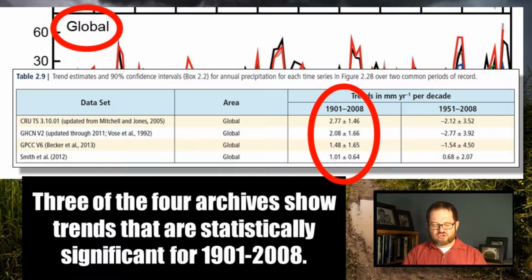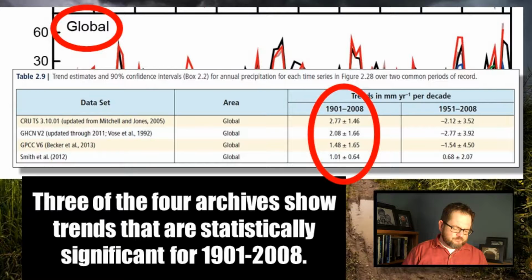Now the units here are a little screwy. They're saying how much the precipitation increased from the beginning of the period to the end of the period, okay? The units of precipitation were millimeters per year, and they're just taking the difference, like how much did the precipitation increase over that period. They're not saying it increased 2 millimeters every year globally. That would be a very large amount.